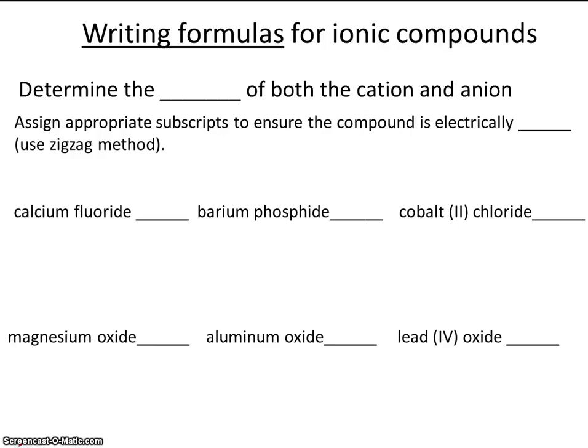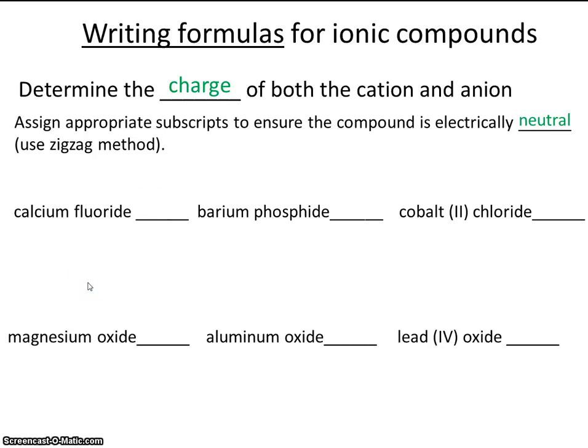In a previous video, we learned how to name ionic compounds. In this video, we're going to be writing formulas for ionic compounds. So first, determine the charge of both the anion and the cation. Then, we'll assign appropriate subscripts to ensure the compound is electrically neutral. A way to ensure the compound has the right number of positives and negatives is to use the zigzag method.